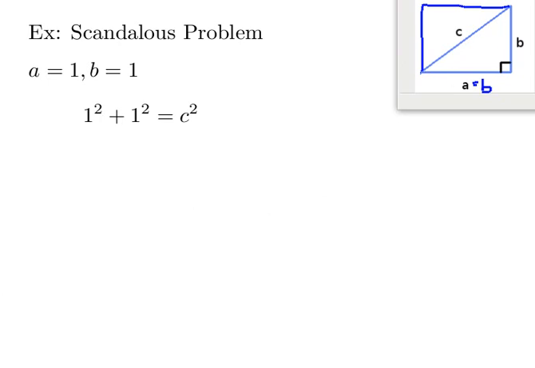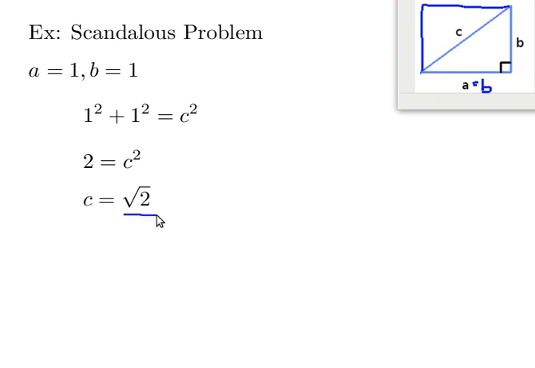So that means we have 1 squared is 1, so 1 plus 1 equals 2. So 2 equals C squared. So that means that C equals the square root of 2.